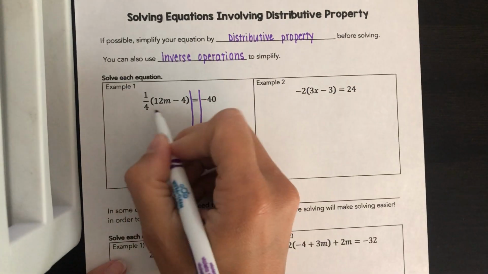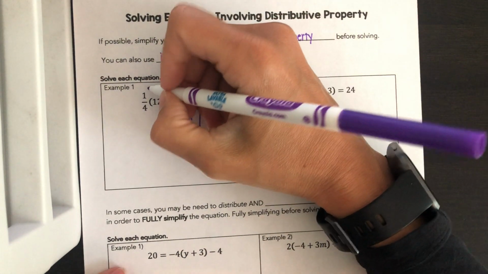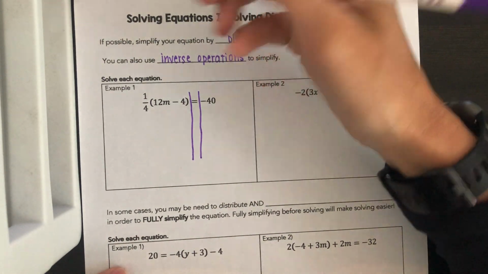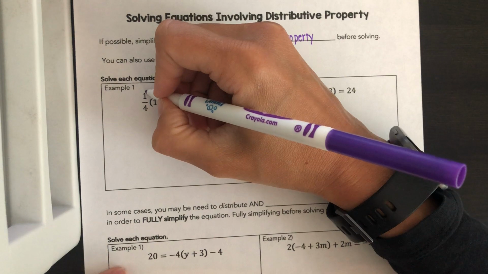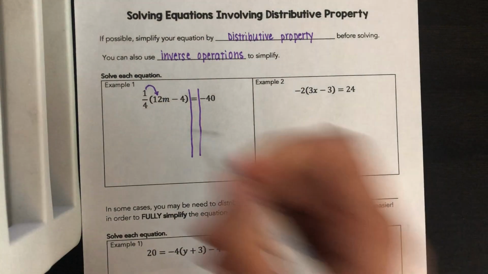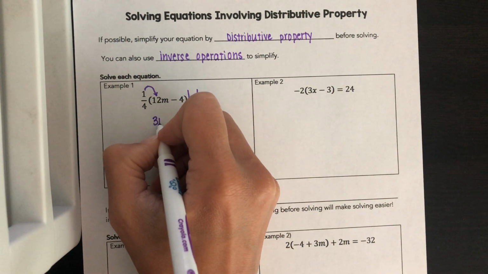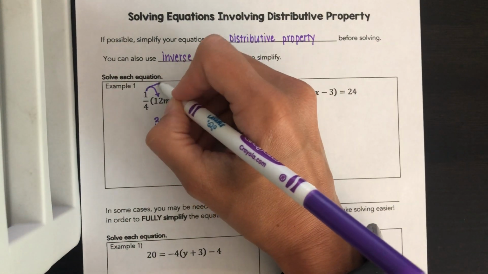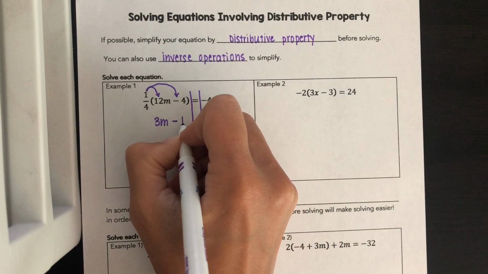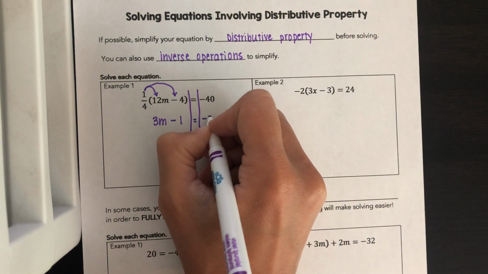So we'll start with the left side, since this is the part that looks the most complicated. We're going to use our distributive property to simplify and eliminate our parentheses. We take 1/4 and multiply it by both terms inside the parentheses. So 1/4 times 12m gives me 3m, and 1/4 times negative 4 gives me negative 1. So we're going to subtract 1, and that's still going to equal negative 40.